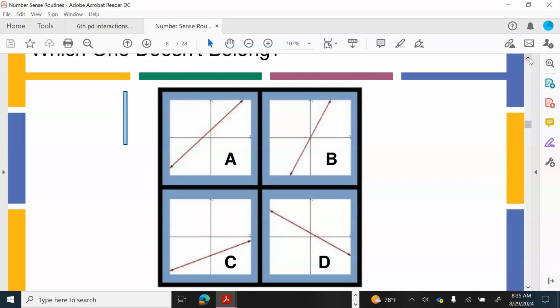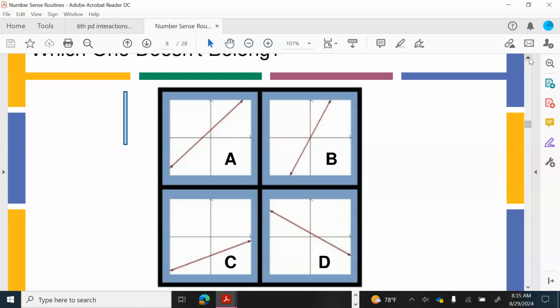Okay, so B is the only one going through the origin. All the other ones are somewhere else. Anyone else think that? No? Okay, a couple of us. Anyone else? Go ahead, thank you.